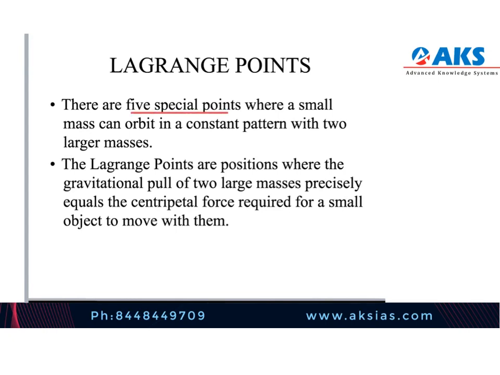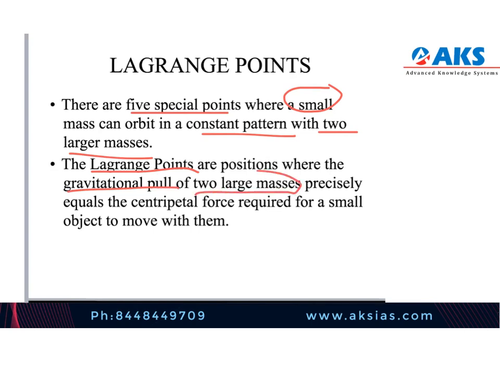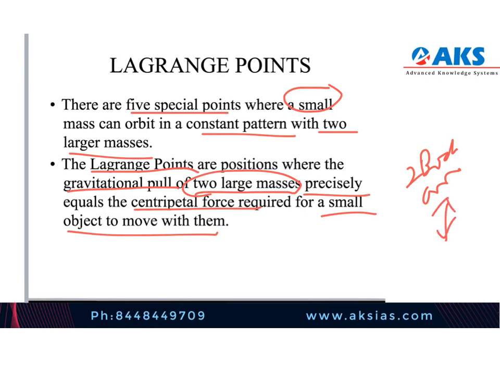Lagrange points. There are 5 special points where a small mass can orbit in a constant pattern with two larger masses. We'll see a picture to understand better, but just understand, a small mass can orbit in a constant pattern with two larger masses. There are 5 such points which are known as Lagrange points: L1, L2, L3, L4 and L5. The Lagrange points are positions where the gravitational pull of two large masses precisely equals the centripetal force required for a small object to move with them. That is to say, the two bodies' gravitational pull and the centripetal force of the small object are equal when the object is positioned at the Lagrange point.